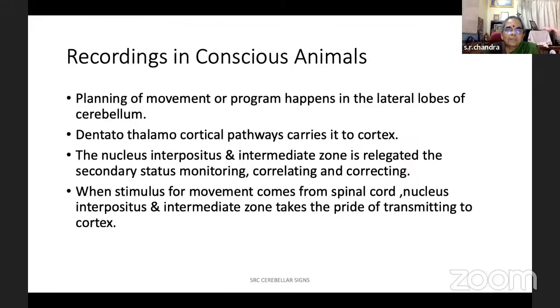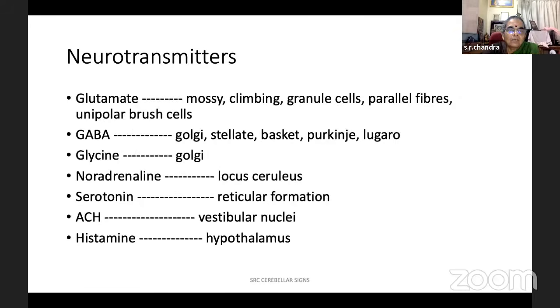And planning is taking place in the lateral lobe. And the dentato-thalamocortical pathway carries it to the cortex. Nucleus interpositus, that is intermediate, emboliformis and globosus, is through the secondary status monitoring, that is stopping at the end of the activity. And when the information regarding body parts to be moved is from the spinal cord, interpositus nucleus becomes more important than dentate nucleus. And we have got various neurotransmitters which carry out these functions as a cell-to-cell transmitter.